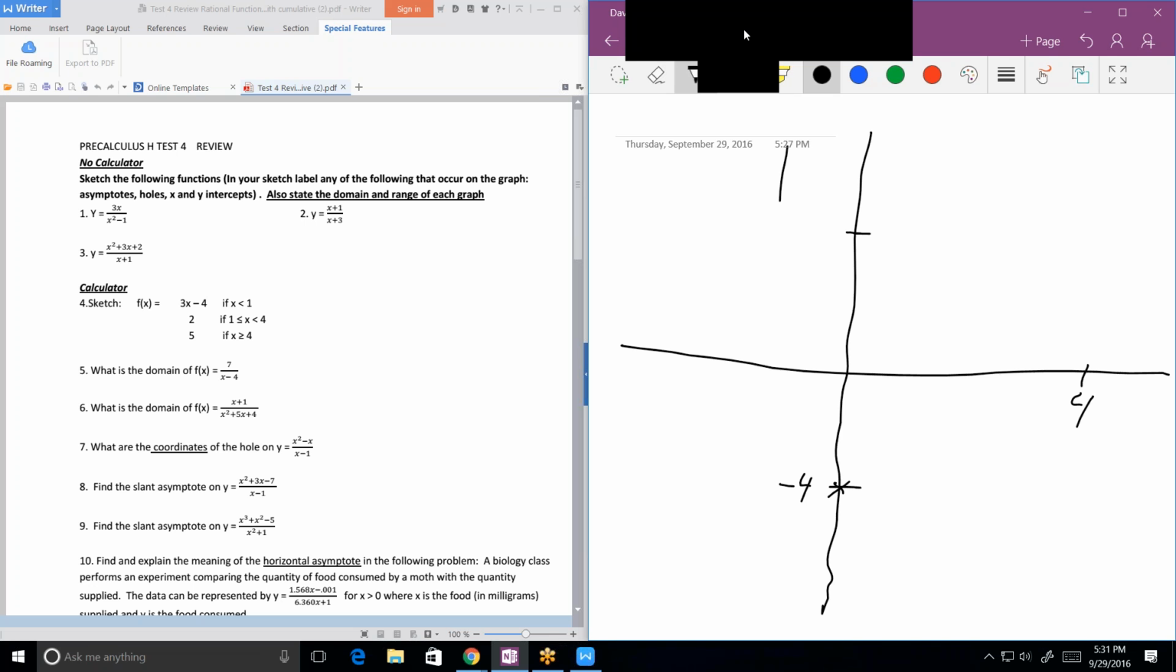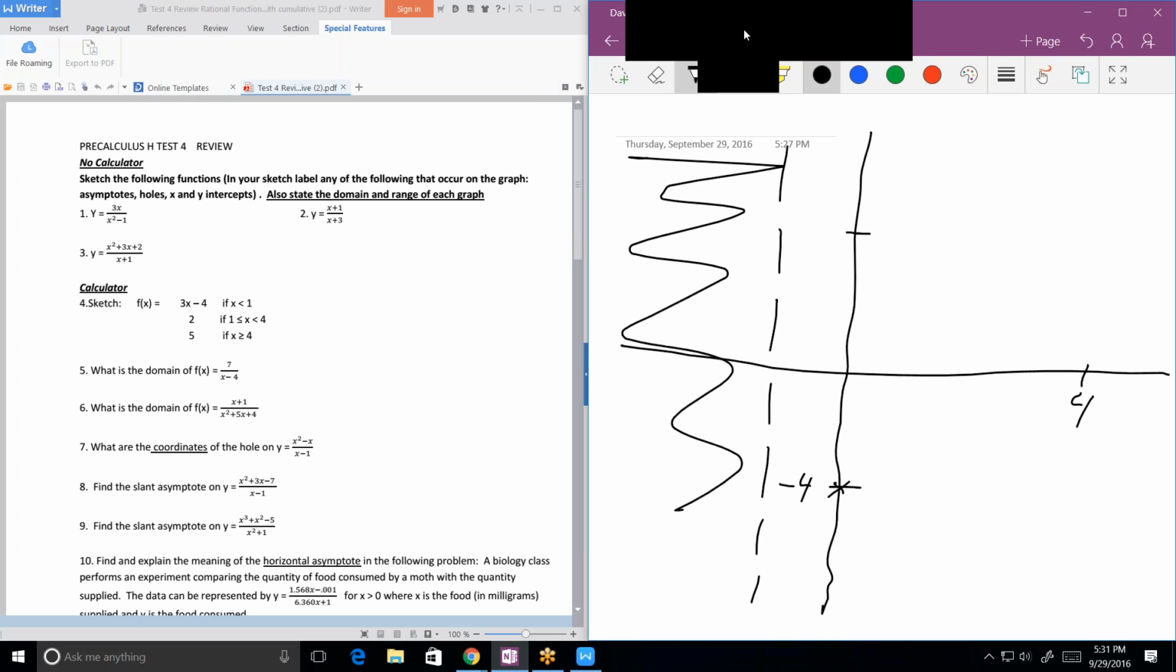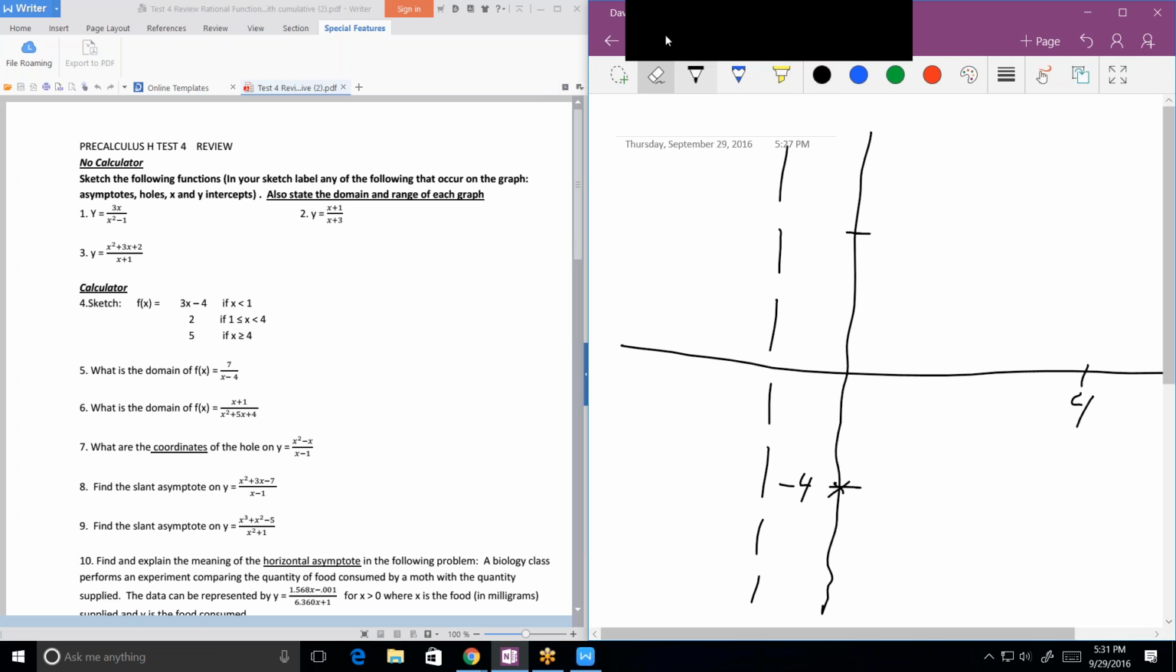Let's say x was less than -1, was our top part here. In other words, let's make that domain x is less than -1. In other words, this area. With me? How would I graph the function y equals 3x minus 4, because it doesn't go through the y-intercept? Where do I start?